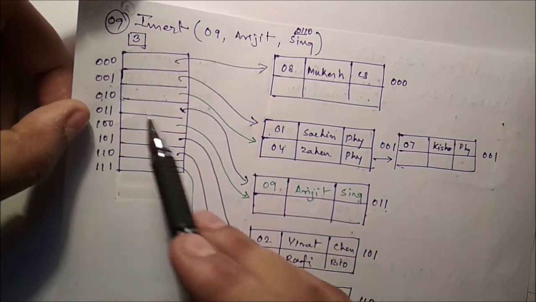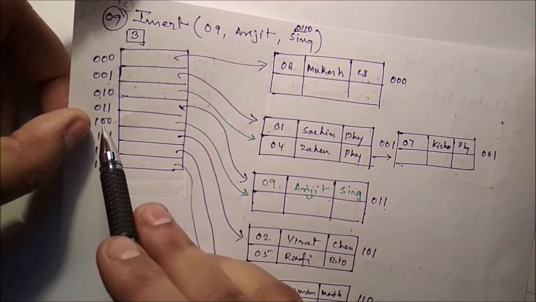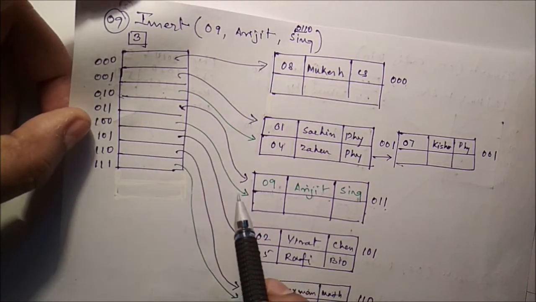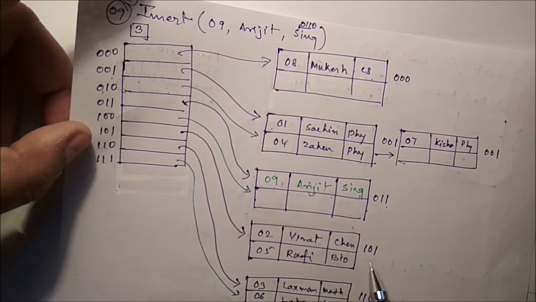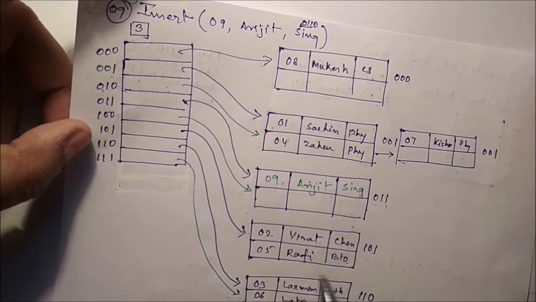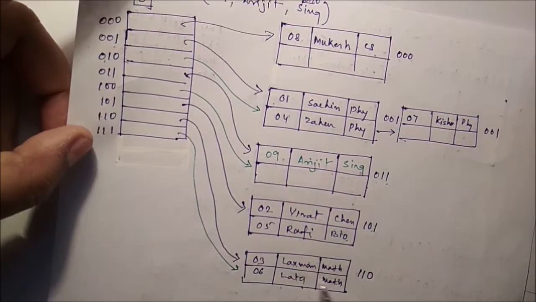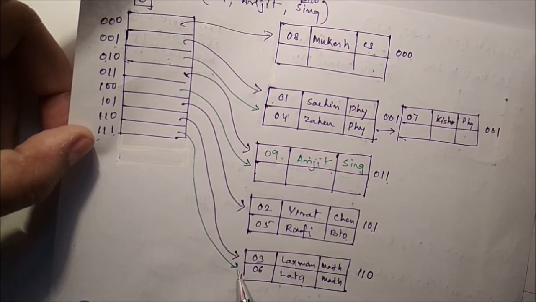Next, 011 is there, just insert it. Next is 100. For 100 there is no data, so it points to the previous bucket, which is 011. Next, 101 is there, it is for chemistry and biology. Next, 110 is there, it is for mathematics. For 111 there is no bucket, so it points to the previous bucket, that is 110.